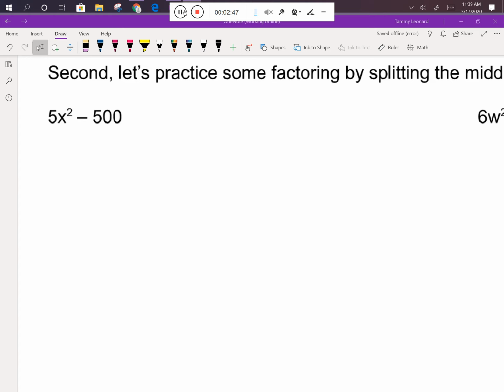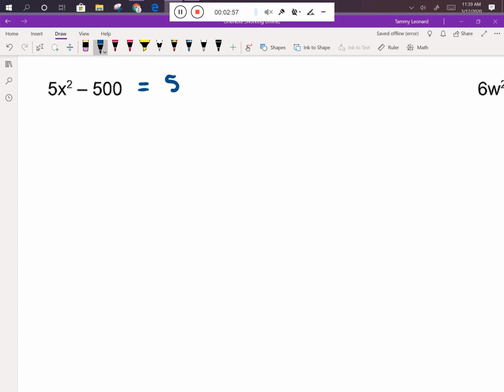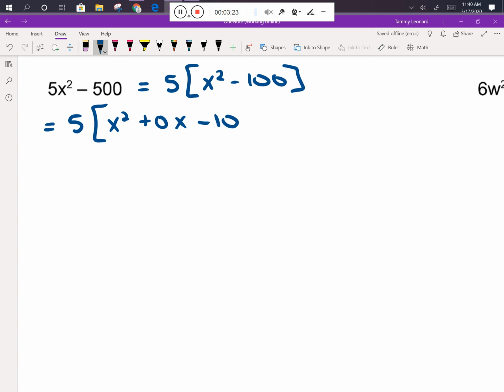Looking at the first problem, the very first thing I notice is 5, right? We have 5x squared and negative 500. So I'm going to start by factoring out the GCF from the two terms of 5, leaving us with x squared minus 100. Now we've been in this situation before where at first we're like, oh good, I'm done, it's a binomial. But then we realize that this binomial has a square in the beginning and just a number at the end. So we could sneak that plus 0x into the middle and see if that enables us to factor any further. So we have x squared plus 0x minus 100.